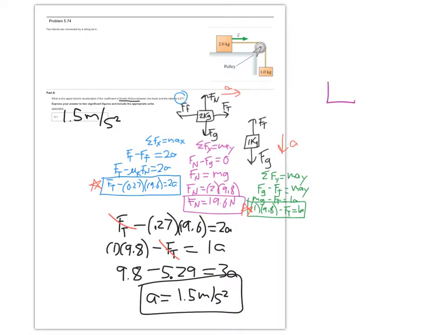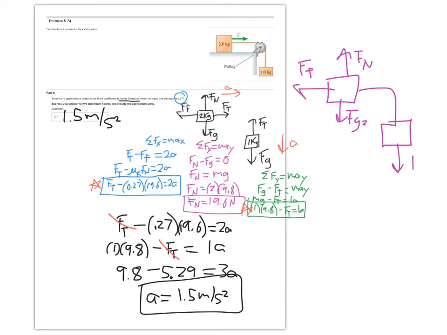What would end up happening is when I'm thinking about this as a system, I have the force of friction going back on that 2 kilogram block. I, of course, have normal and gravity on the 2 kilogram, and then I have the force of gravity on the 1 kilogram. In terms of my F equals ma, that force of gravity on the 1 kilogram is going in the direction of the acceleration, so that's going to be positive. That force of friction here is going against the direction of the acceleration, so that's going to be negative. And I think that's the easiest way to think about it: are the forces going with the acceleration or against it?